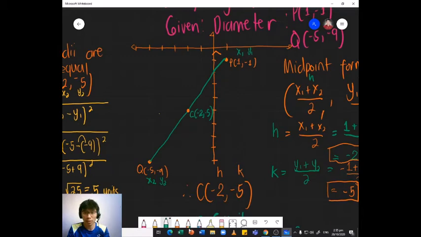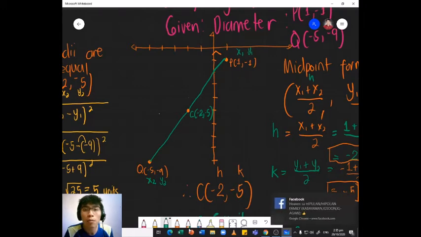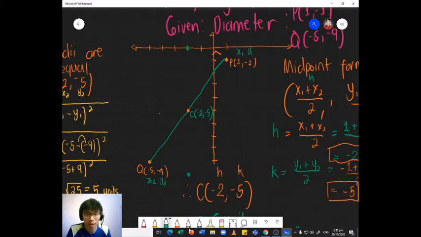From the center, how long is the radius? Our radius is 5 units. So we need to count 5 upward, downward, and sidewards. 1, 2, 3, 4, 5. Downward 1, 2, 3, 4, 5. Sideward 1, 2, 3, 4, 5. And the other sideward 1, 2, 3, 4, 5. There you go. This is our circle.